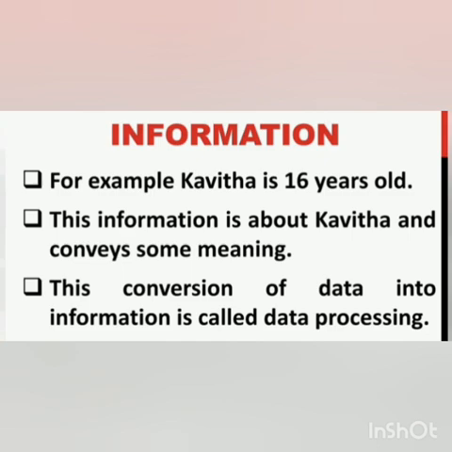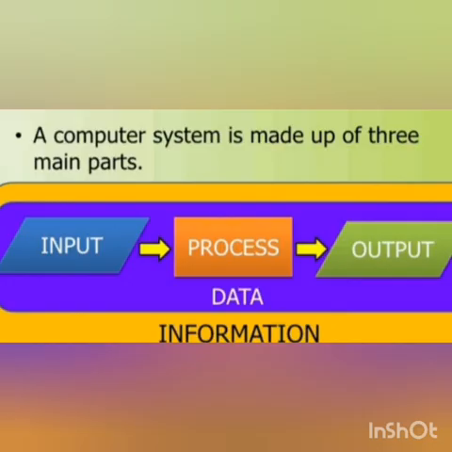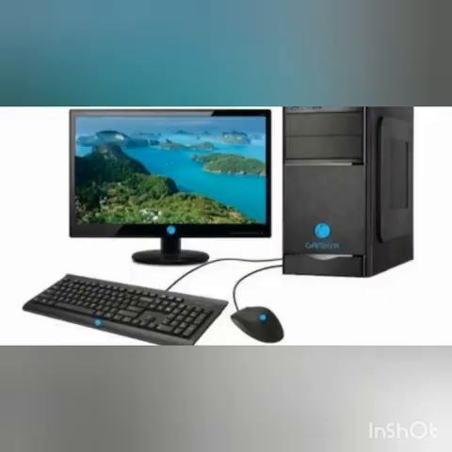From this, we can see the basic operations of computer. This is the diagrammatic representation of the basic operations of computer, that is input, process and output. Input is the data which will be given by the user. Next is the process. The computer will do some process and produce the output to the user. So input is the data, and the output is information.